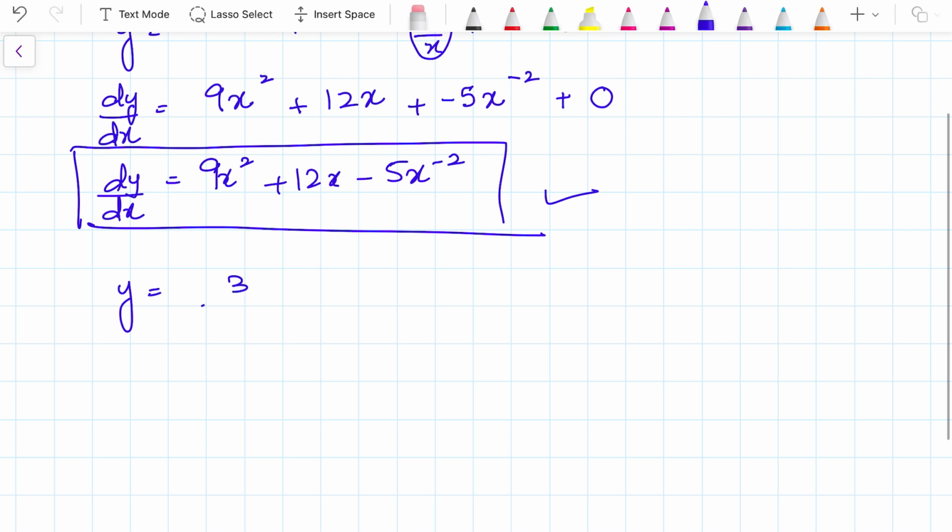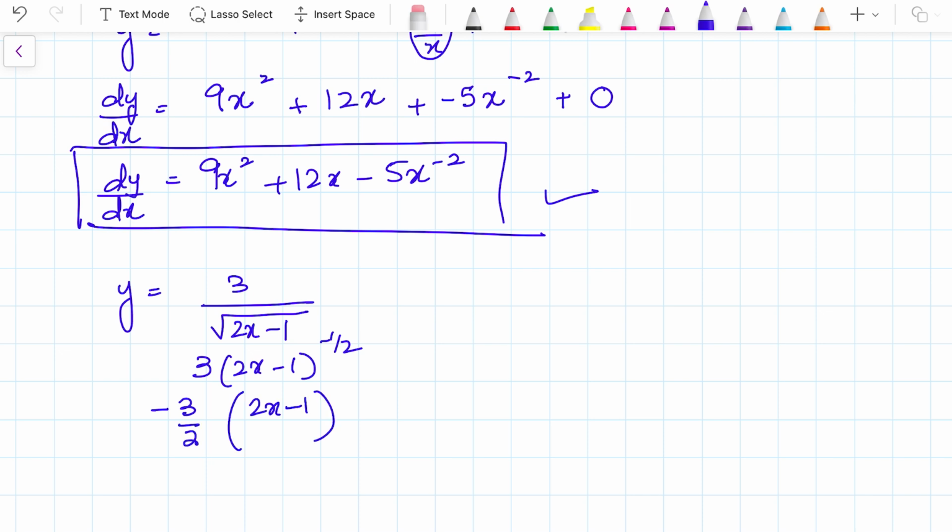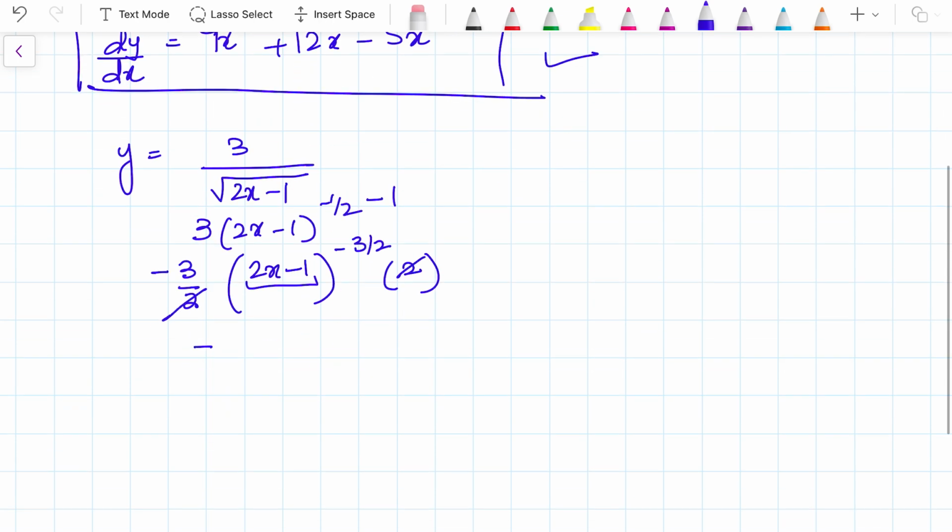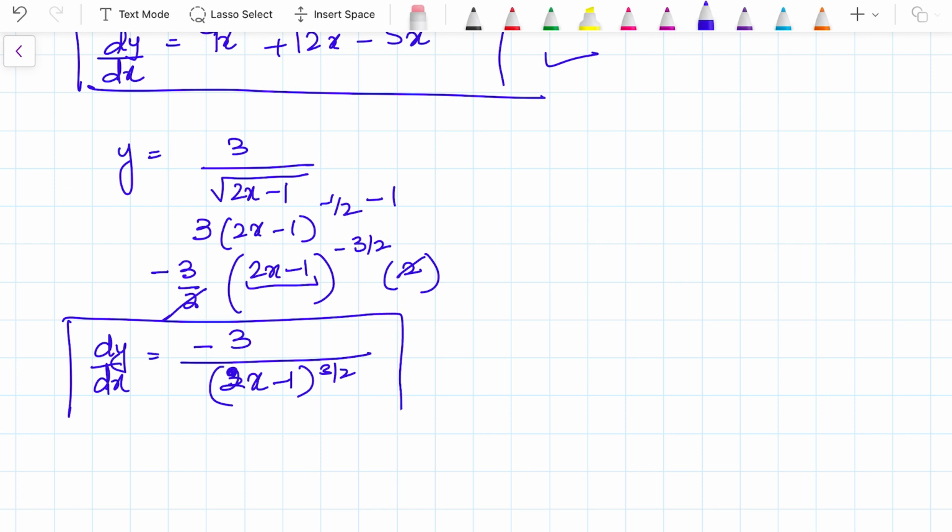Now, 3 upon square root 2x minus 1. So the first thing is the square root goes up and becomes a minus half. Now how do we differentiate? We bring the power down, subtract 1 from the power, and we multiply the inside differential outside. This cancels out. 2x minus 1 to the power 3 upon 2. This is my dy by dx. This is also power rule which we have done last year in AS.